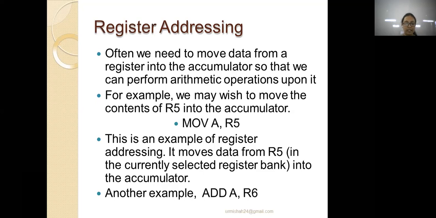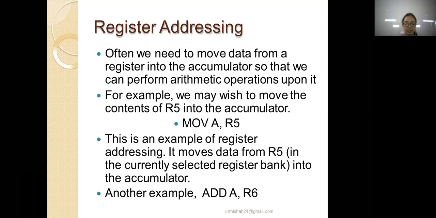In the same way, the second example is ADD A, R6. Here we are performing addition of data between the two registers. Whatever data is present in register A and register R6 will be added after this instruction. So again, we are using two registers to perform our operation, and this is an example of register addressing mode.